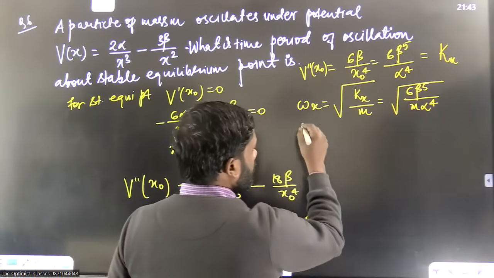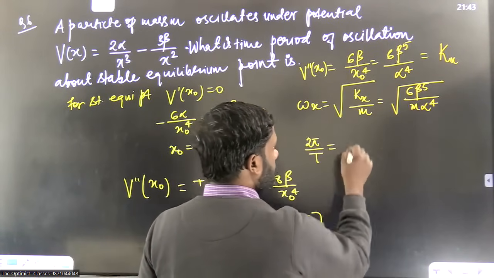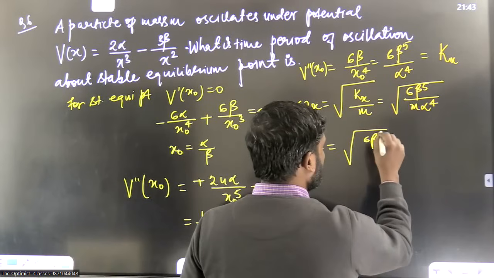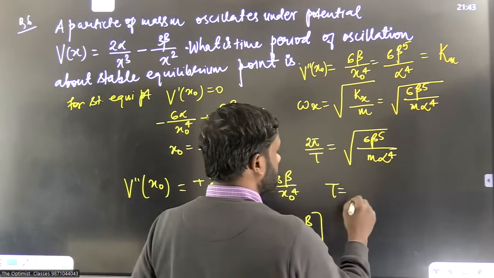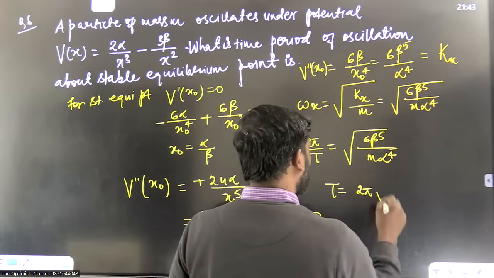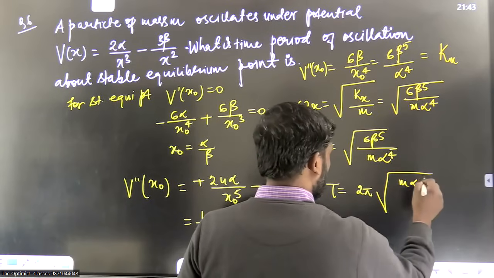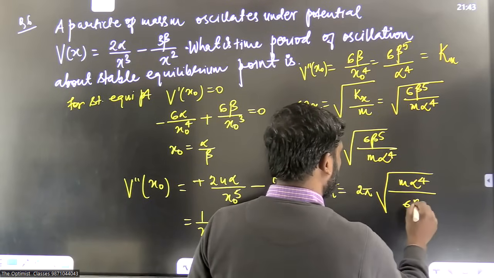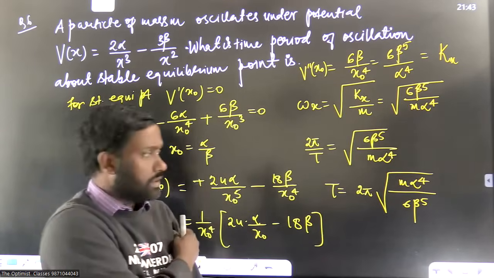Okay, so omega is 2 pi by T. We'll write here 2 pi by T, and that is equal to root of 6 beta to the power 5 divided by m alpha to the power 4. So therefore T is equal to 2 pi root under m alpha to the power 4 divided by 6 beta to the power 5. That's the answer. Okay.